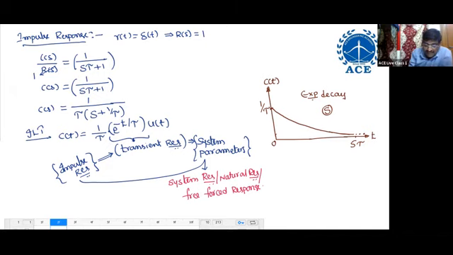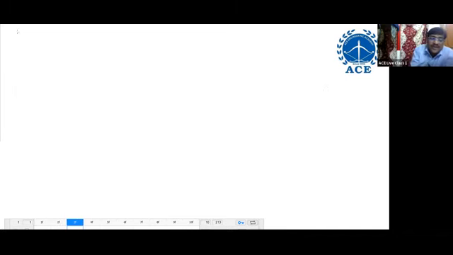What is the definition of error? Error equal to what? Error is input minus output. That is, E of t equal to R of t minus C of t.